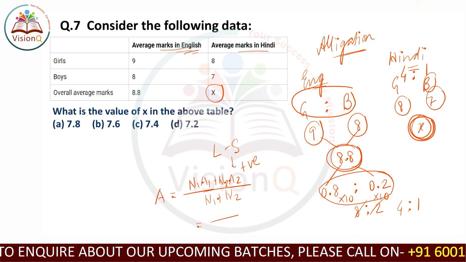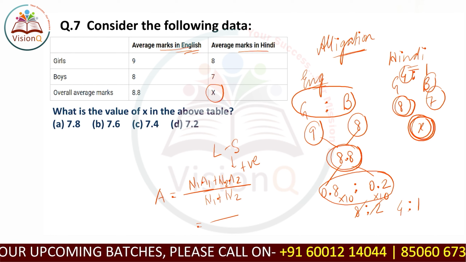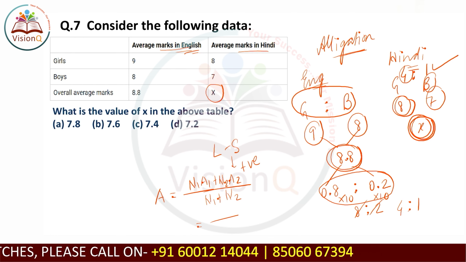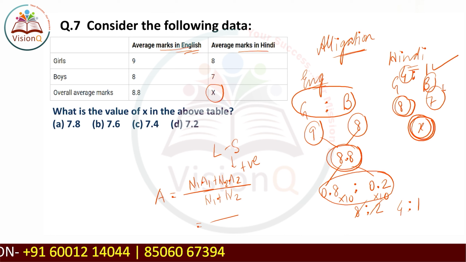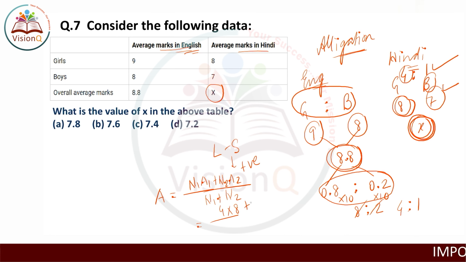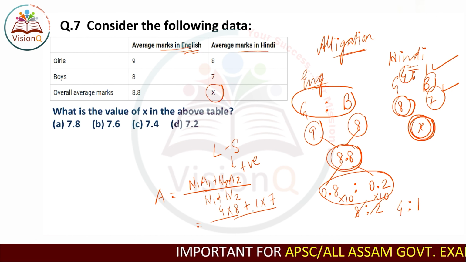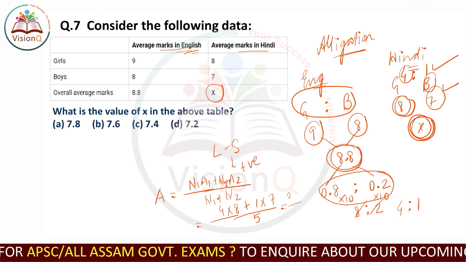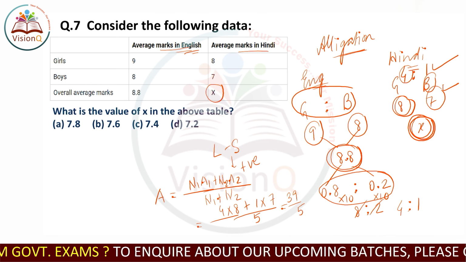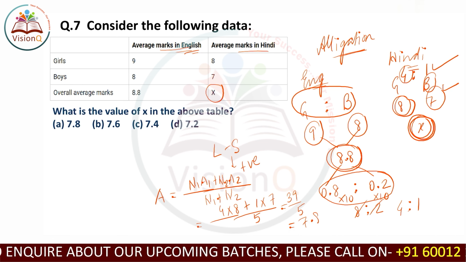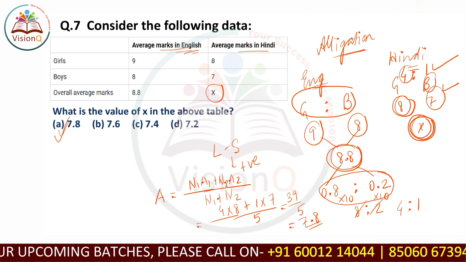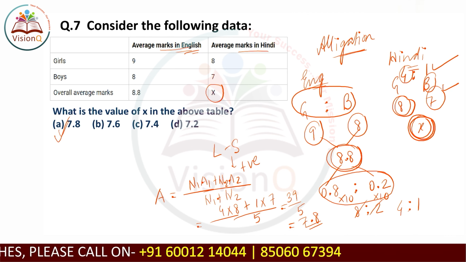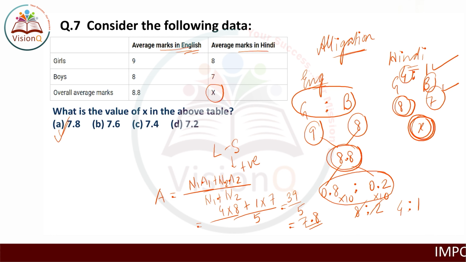N1 stands for number of girls, A1 is the average of girls, N2 stands for number of boys, and A2 stands for average of boys. So N1 into A1, 4 into 8, plus N2 into A2, 1 into 7, divided by N1 plus N2, 4 plus 1, which is 5. So 32 plus 7 is 39, divide by 5. The right answer will be 7.8, which is option number A. So this question is based on the concept of allegation, a concept of weighted average.